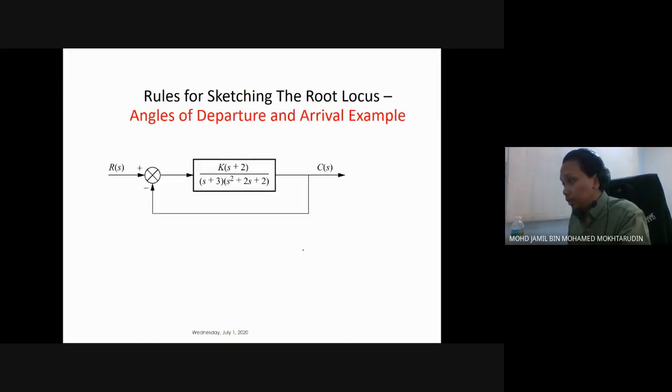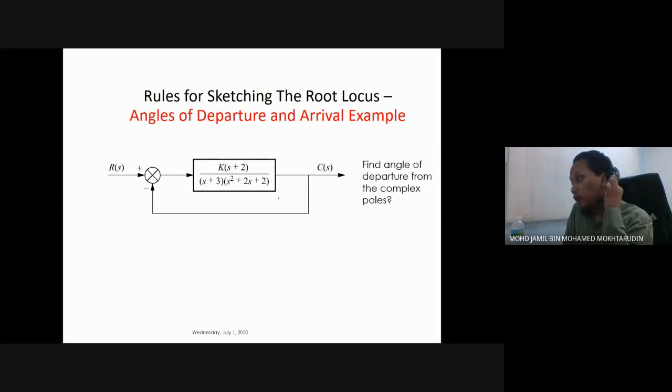Okay, so let's say you are given a system with this transfer function. Okay, unity feedback. So find the angle of departure from the complex poles. Okay, so complex poles.